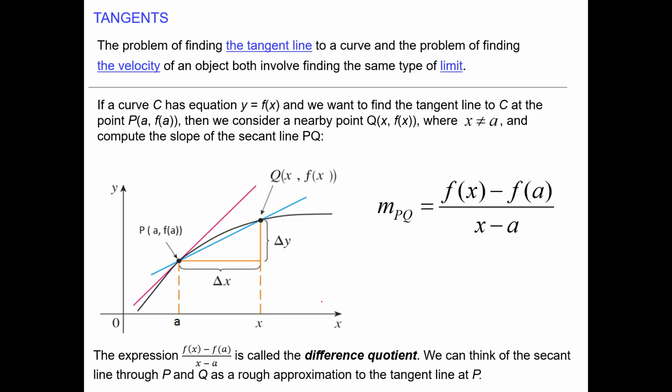Slope of the tangent line was, as we remember, the limiting position of the slopes of the secant line. So the blue line is actually a secant line. It's point P, point Q, and this is the difference quotient. I don't have to explain. We all know what it is, rise over run, delta y over delta x. And the point is, we're looking for the slope of the pink line, the slope of the tangent line at the point A, f of A.